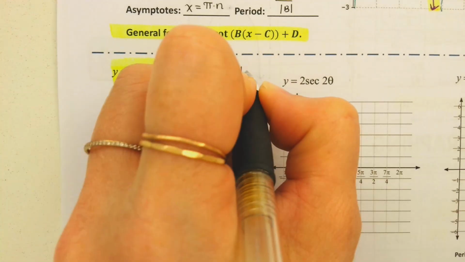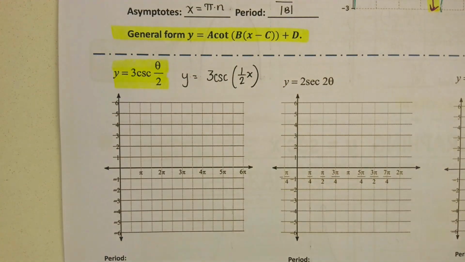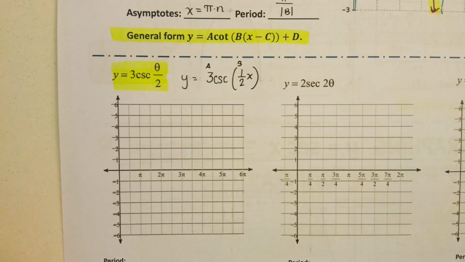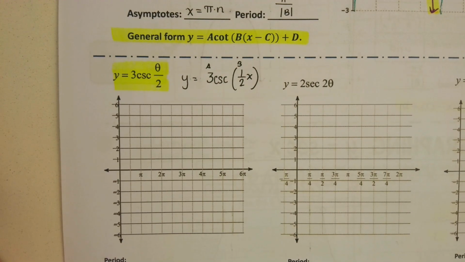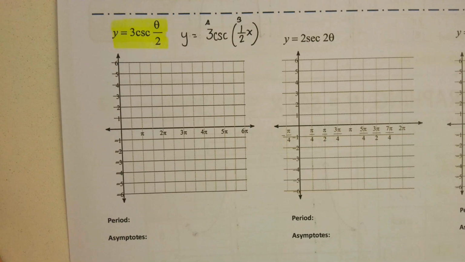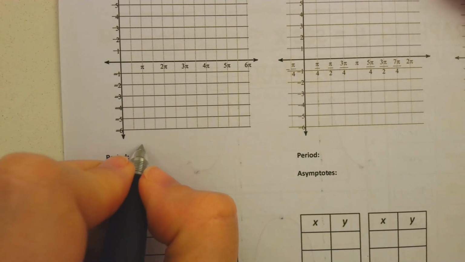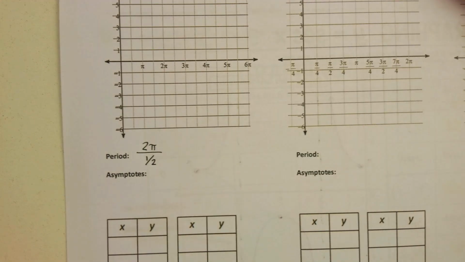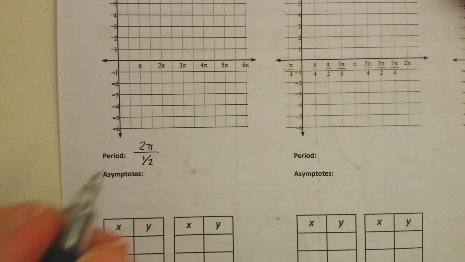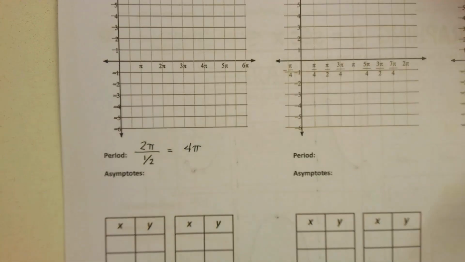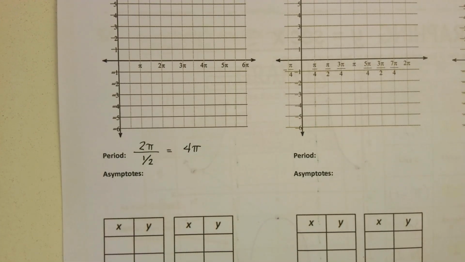1/2. I'm going to write it as an x instead of a theta, but it means the same thing. So we can see the a up front, and then this would be the b. Calculating the period. Cosecant, because it's a reciprocal of sine, you calculate the period the same way you do for sine, which is 2 pi over the absolute value of b. Absolute value of 1/2 is just 1/2. 2 pi divided by 1/2 turns into 4 pi. Okay. Asymptotes I'll do after I make the graph.